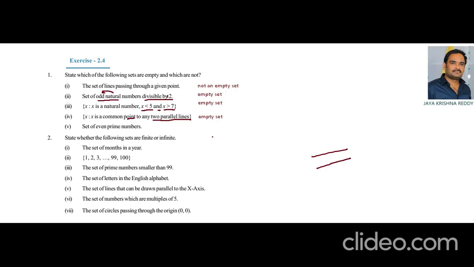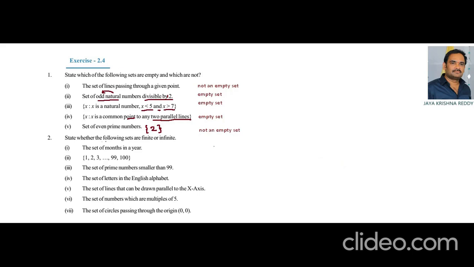And fifth one, the set of even prime numbers. In that set of even prime numbers, the even prime number is 2. So in that set one element is there, 2. So this is not an empty set.